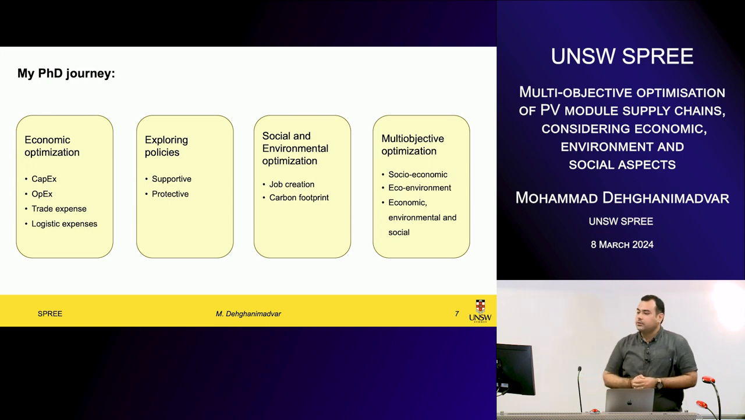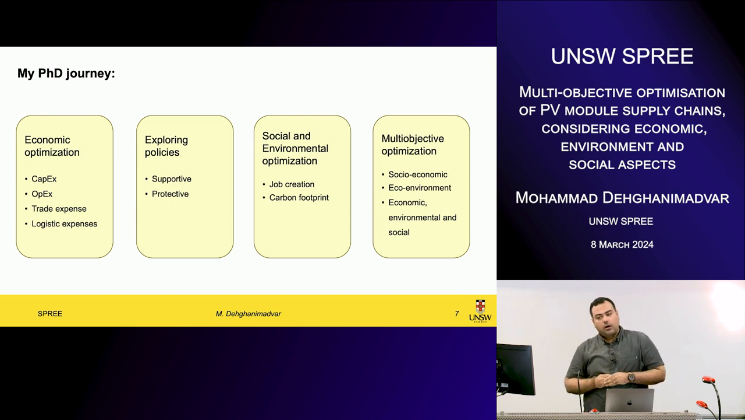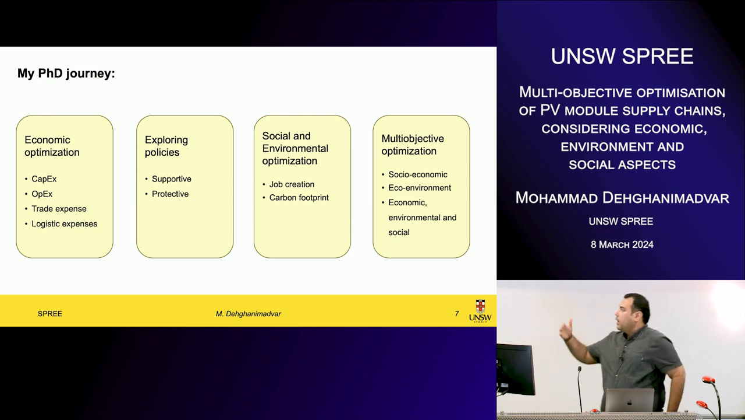And my last question to answer was, looking at the bigger picture, what happens if we want to have all three objectives at the same time and have this multi-objective model? And is there any compromise point between these three objectives? Or which one should we take care of? Should we go to a lower economy, lower price, or should we take care of our environmental impact?